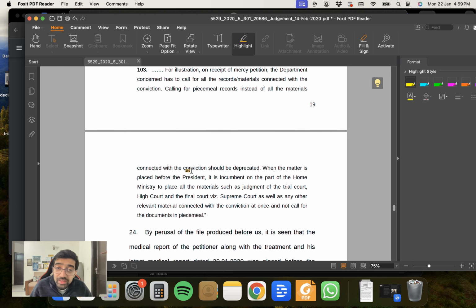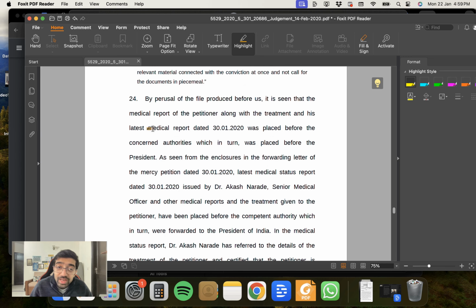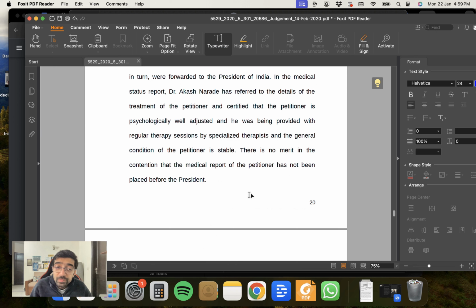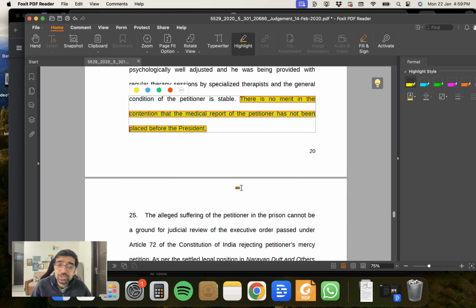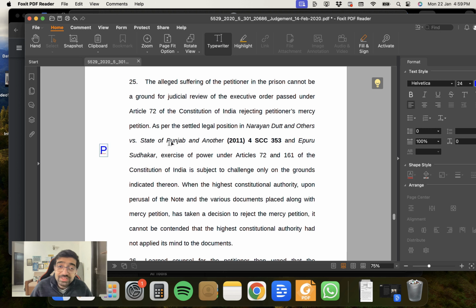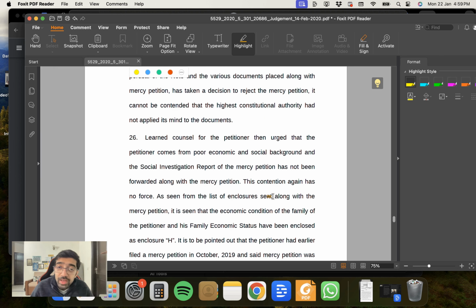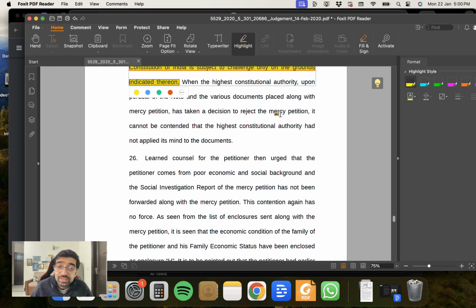Correct? And then I scroll further. And again here I see this is the opinion part where they are deciding that these materials were given or not. Now here's the answer. There is no merit in the contention that the medical report was not placed. So this is all factual and I'm not going to memorize it. I see one more interesting P here, which says that as per this case, exercise of power of review of mercy petition is only subject to challenge indicated in the article, in the grounds mentioned. And it cannot be contended that the highest constitutional authority had not applied it.